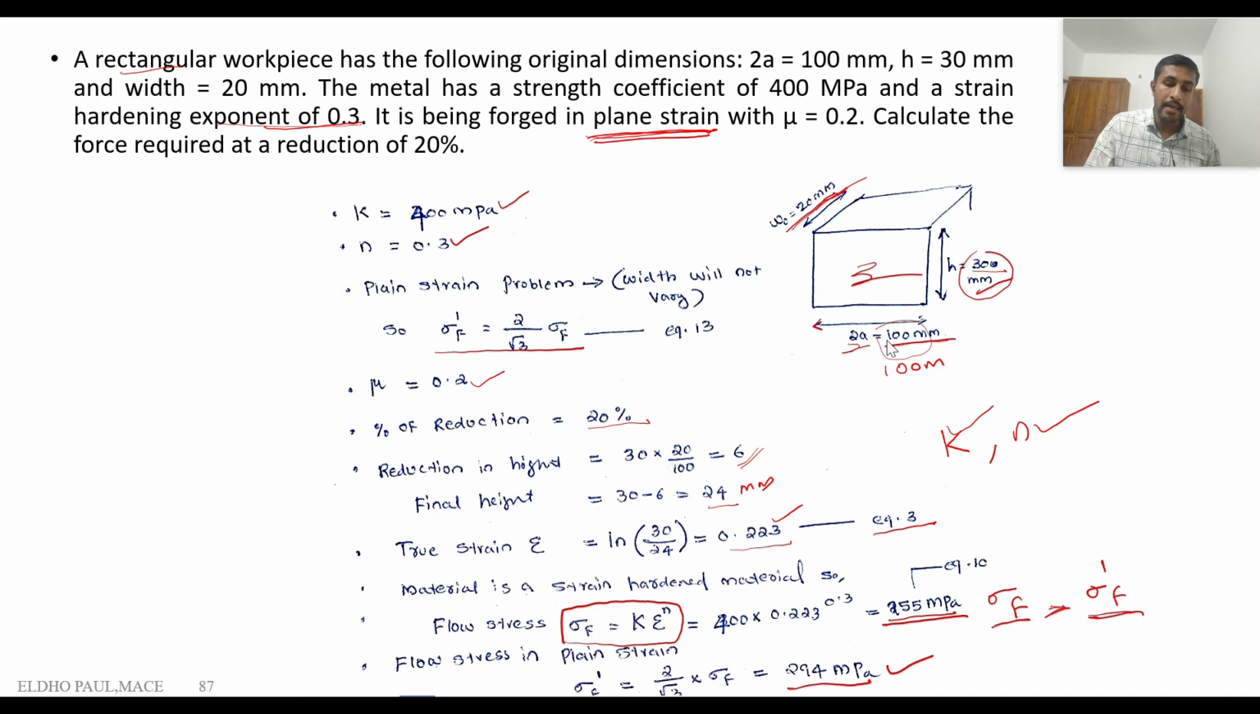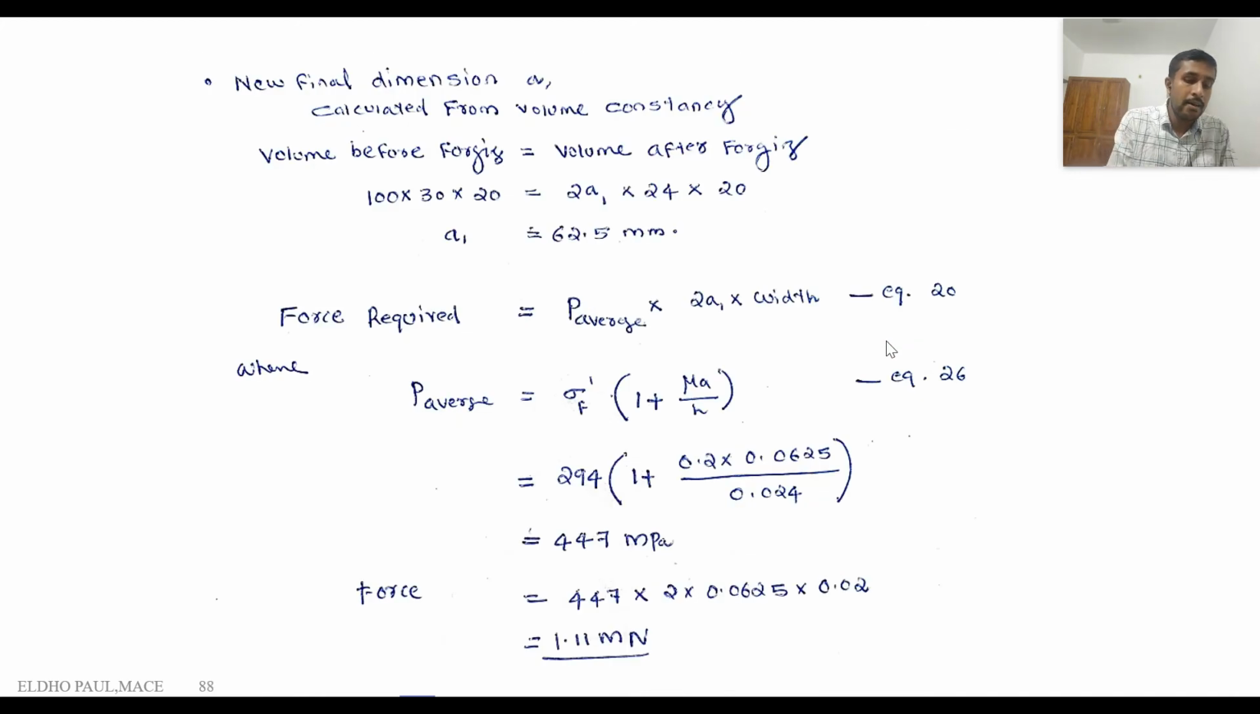To calculate the increase, we can consider volume constancy. So volume is constant here. There is no removal of material. So volume before forging is equal to volume after forging. The volume before forging is given, and for the volume after forging, in this A1 the length is unknown. From this we got 62.5. That is the final length of the product after forging.